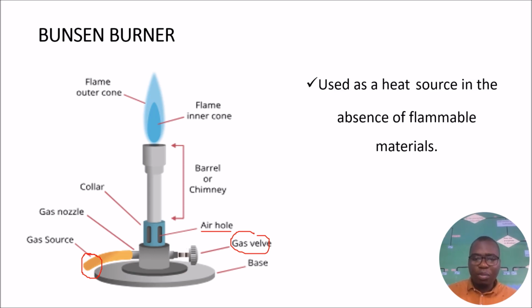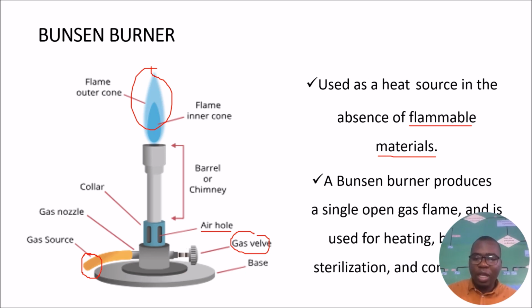So this gas burner or Bunsen burner is used as a heat source in the absence of flammable materials. Please take note, this one should be used in the absence of flammable materials. Let's say an experiment is using ethanol. Then that particular experiment shouldn't be exposed to a Bunsen burner because it has got some naked flames. A Bunsen burner produces a single open gas flame and is used for heating, sterilizing, and the like.